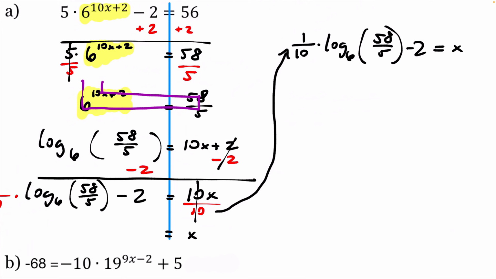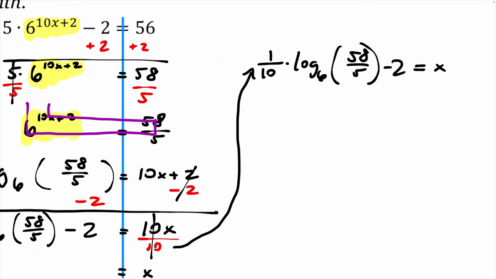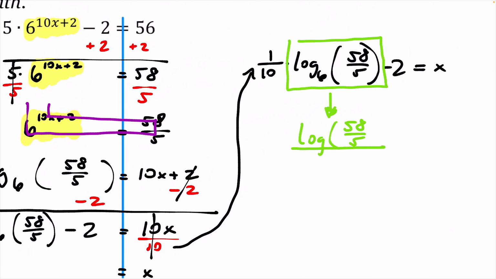Last thing, big C, calculator. But again, it's a log with not a 10. So I have to make it digestible for my calculator. So I'm going to rewrite this part here. I'm going to say log with a base of 58 divided by 5 over log of 6, and then bring everything else down. 1/10 times minus 2. That my calculator will be okay with.